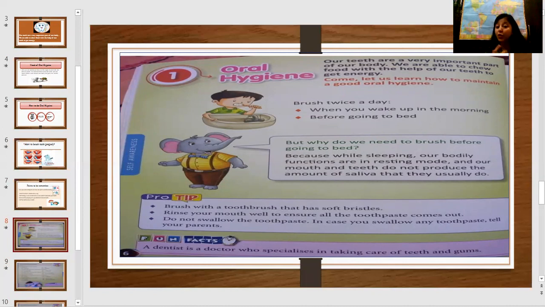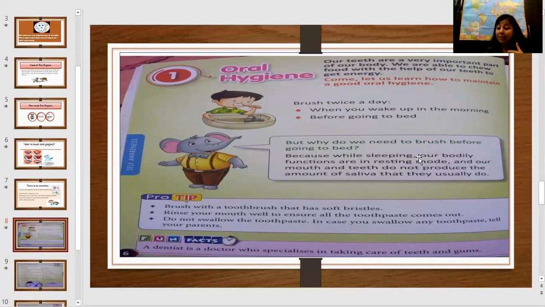We are able to chew food with the help of our teeth to get energy. And yes, one more thing, brush twice a day. Yes, brush twice a day when you wake up in the morning and before going to bed. So next, we have learned why we need to brush before going to bed.